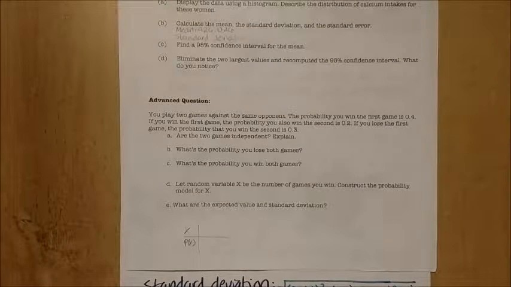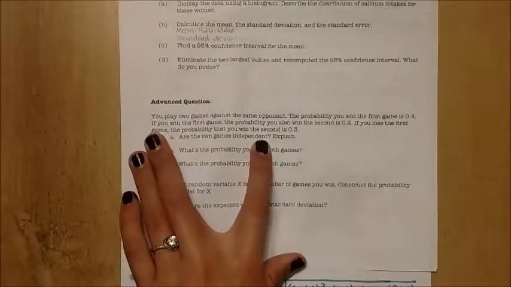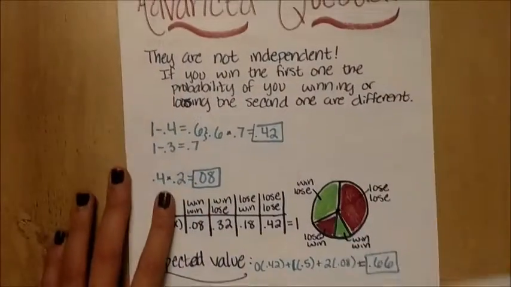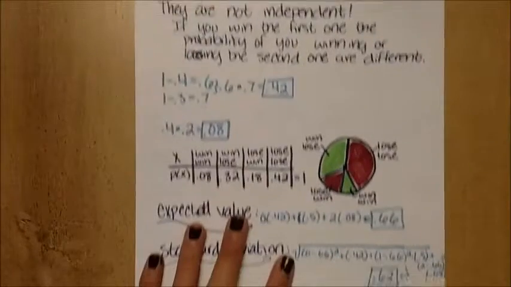And this is talking about a game that we play against an opponent, and how the probability changes whether you win or lose the first one, depending on what you get for the second one. And then our first question is, are the 2 games independent? And I said no, they are actually dependent on each other, because if you win the first one, the probability of you winning or losing the second one are different.